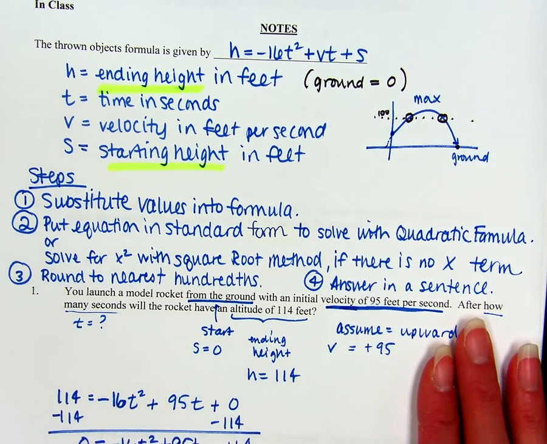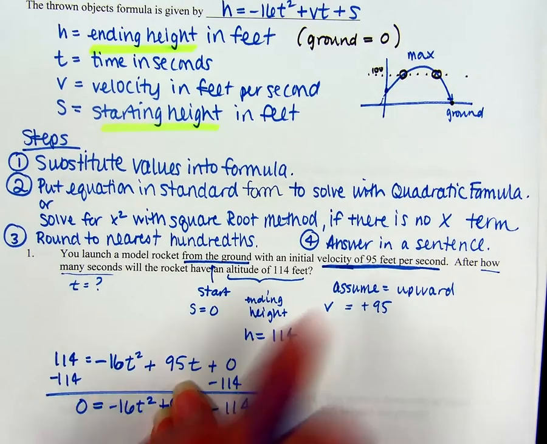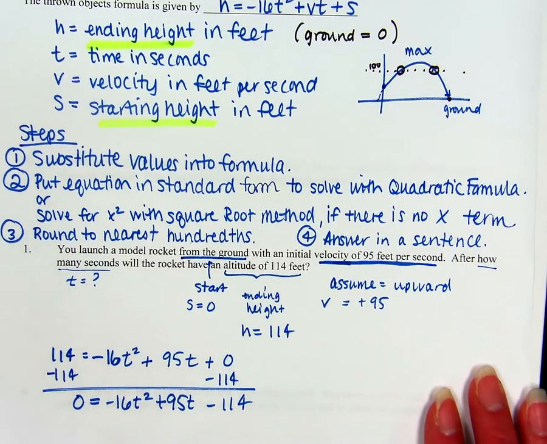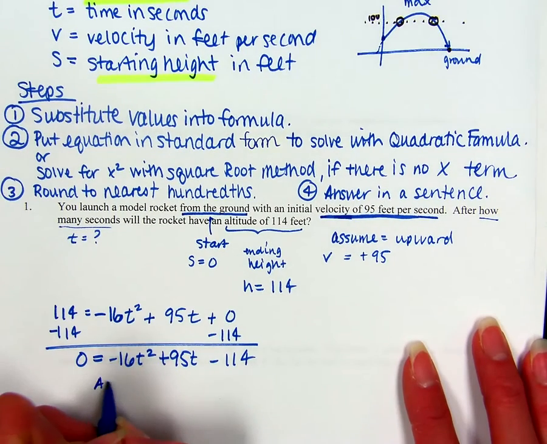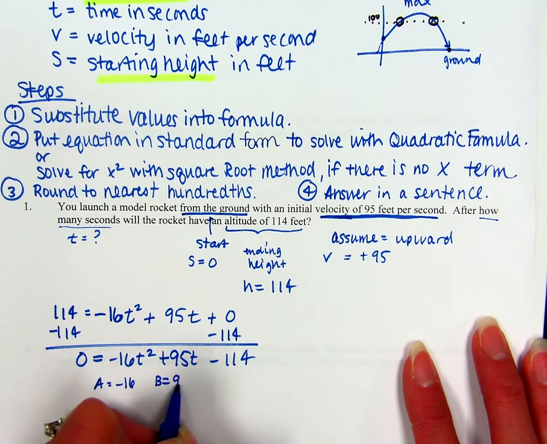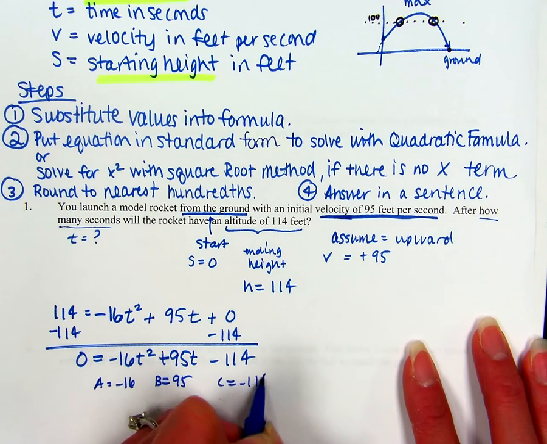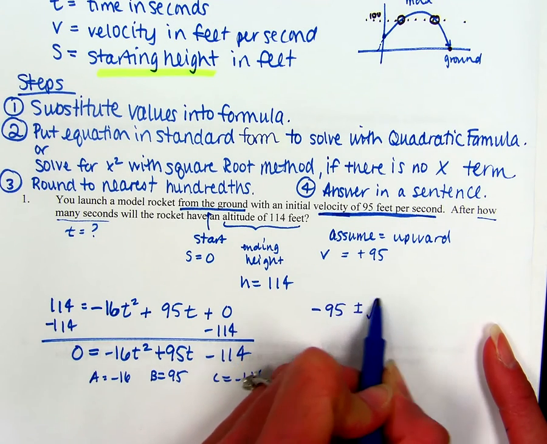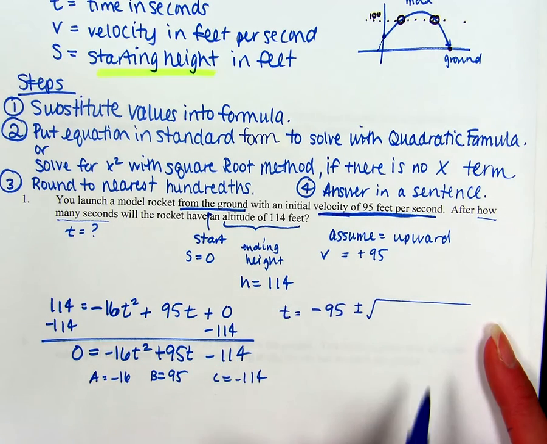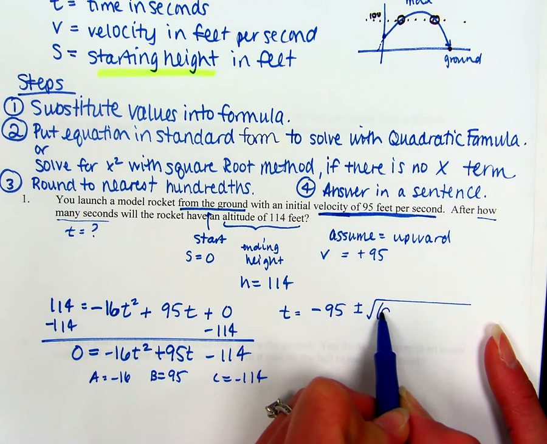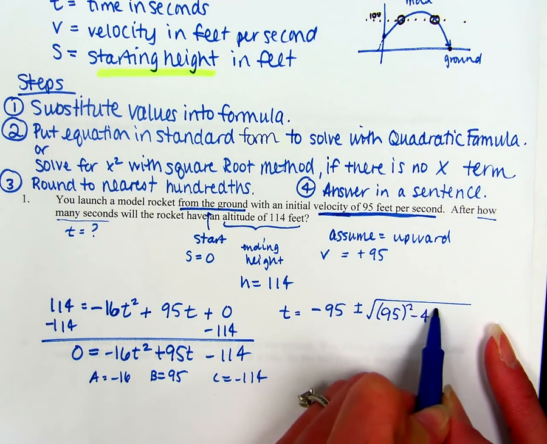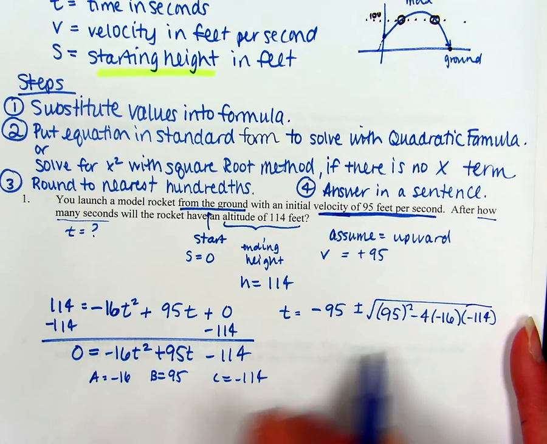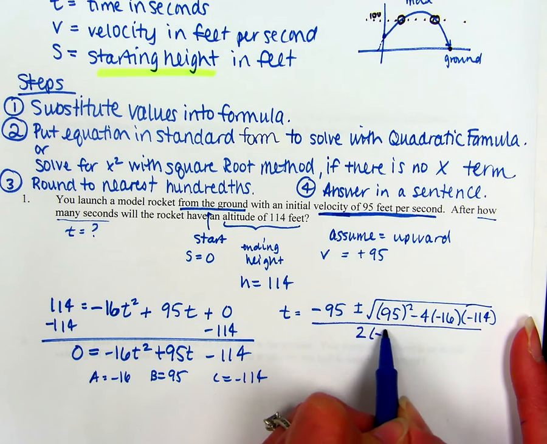So since we have an a, b, and c, right, if b was missing, we would use the square root method. But since we do have a, b, and c, we're going to use quadratic formula. So just like you did the last couple of days, quadratic formula means identify a, b, and c. Okay, and then you're just going to substitute into our formula. So we have negative b plus or minus, we'll call it t equals instead of x equals, the square root of 95 squared minus 4 times a times c, all over 2 times a.